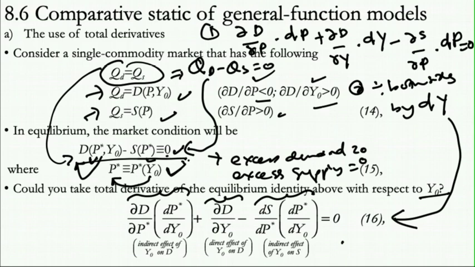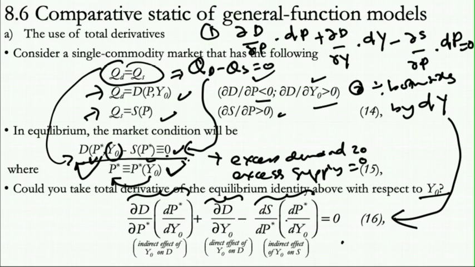Now next, in the demand we have income. So income not only indirectly affects demand, but can also directly affect demand. So that's why delta D over delta Y naught is the direct effect of Y naught on D. So on the demand side here, we have the direct effect of income and also the indirect effect of income on demand.